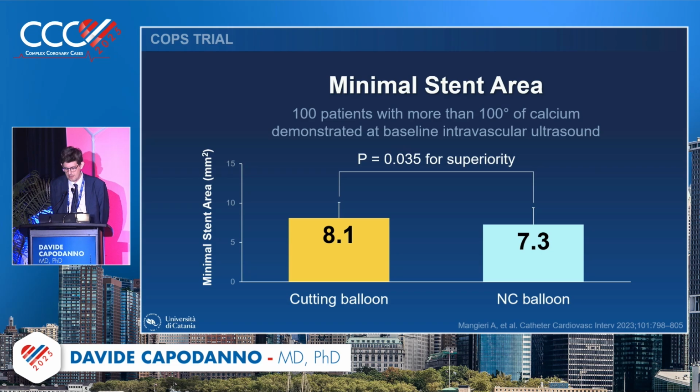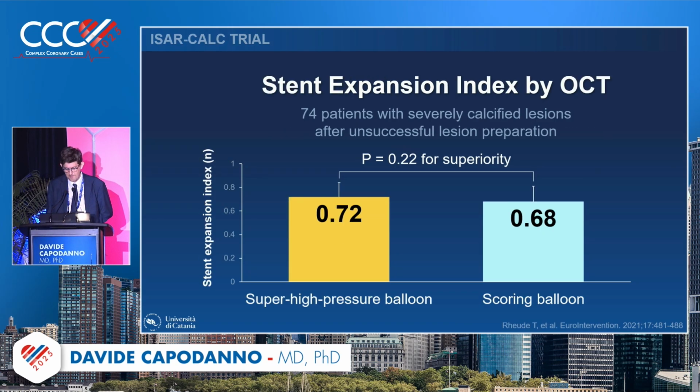When we compare these kinds of balloons head-to-head, we have some data that comes from the COPS trial, for example. The minimal stent area, which was the primary endpoint in this small study of 100 patients with more than 100 degrees of calcium by IVUS, shows that the cutting balloon was better than the non-compliant balloon with a P of superiority of 0.035. However, when you look at another study, which is the ISAR-CALC, you don't see this benefit. When you compare the super high pressure balloon, the OPN, versus the scoring balloon, there is essentially no difference in this small study of 74 patients with severely calcified lesions after unsuccessful lesion preparation. So the jury's out. It is not very clear whether one is prevailing over the other.